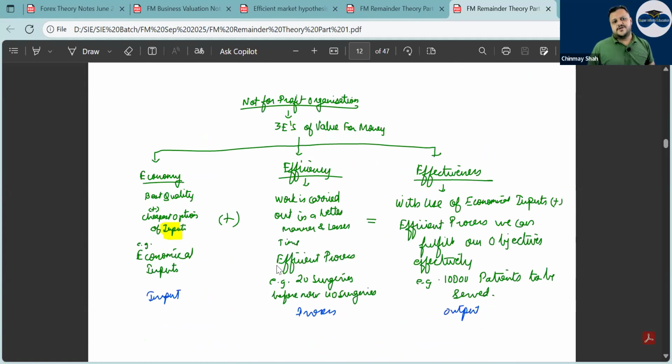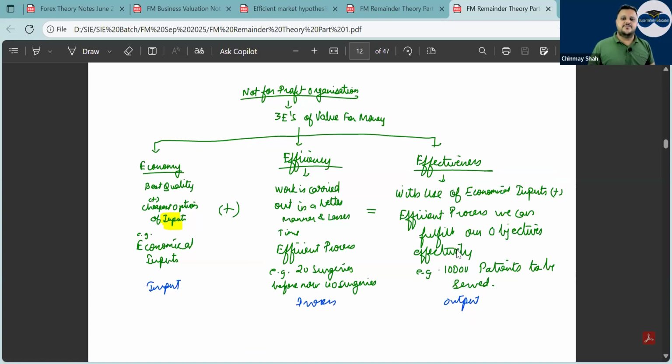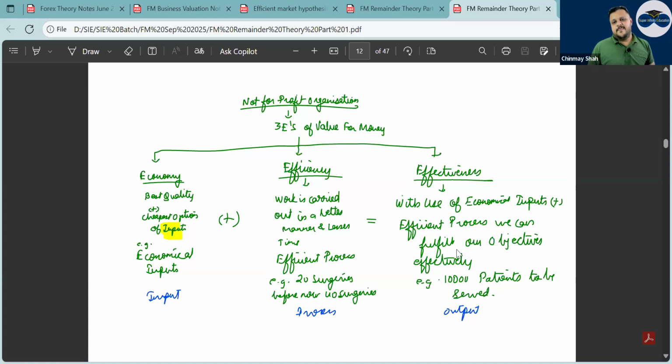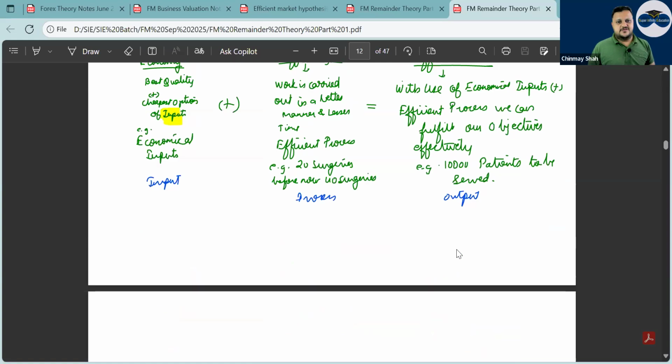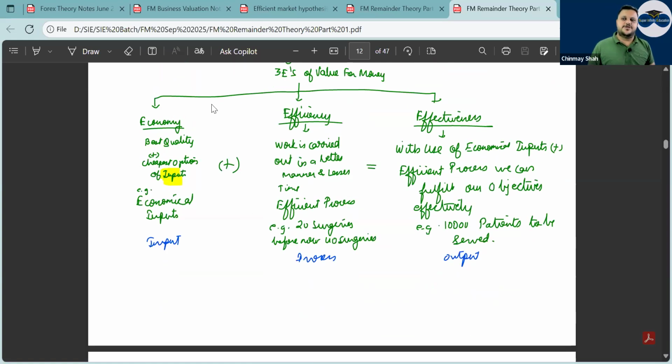Correct? Not-for-profit organization has 3 Es: economy, efficiency, effectiveness. Generally, economy is based on input. You want to buy what? Cheapest option, but the best quality. Not that cheap means the quality will be less, right? Economical inputs, efficiency, efficient processes, and effectively fulfilling your what? Tell me, your objectives, correct or not?